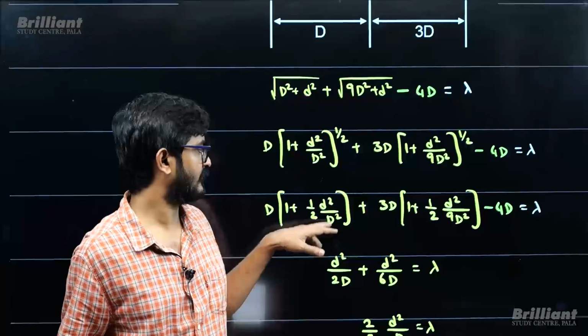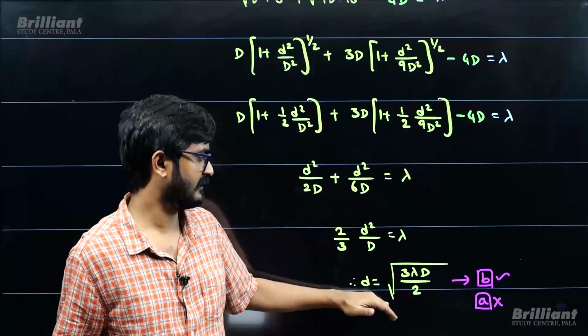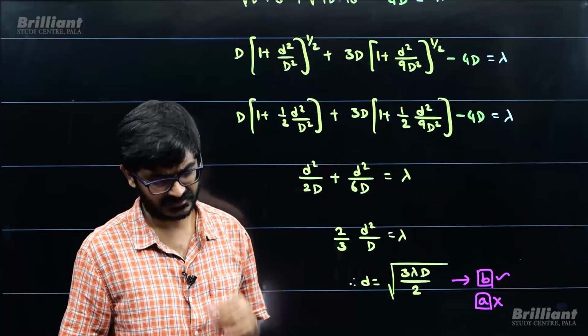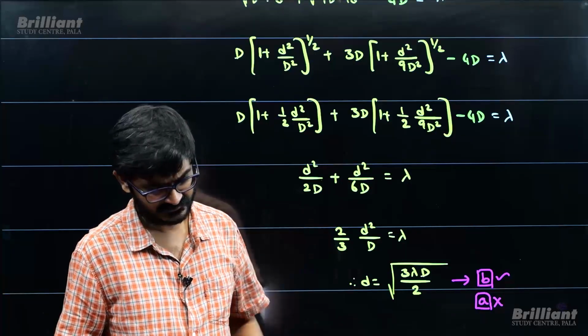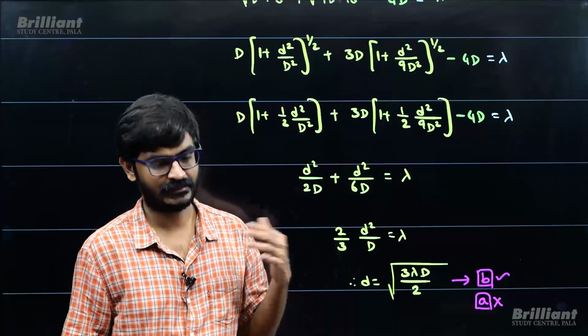I can go with binomial approximation. I went with binomial approximation and I ended up here. From here I will be getting the d value. So from there you will be getting option B as correct. So nothing, its path difference has to be integral multiples of lambda, that is 1 lambda for d minimum.